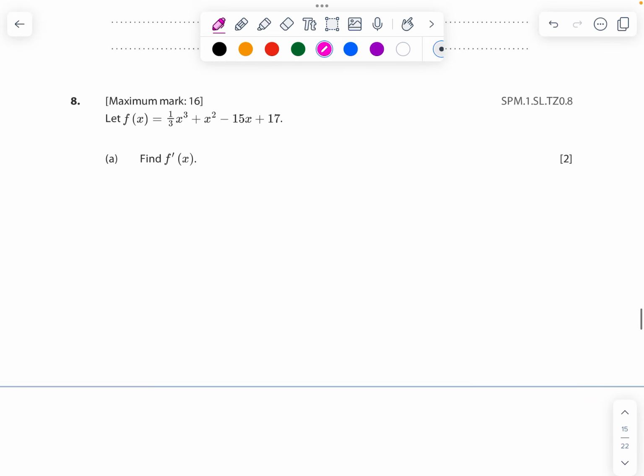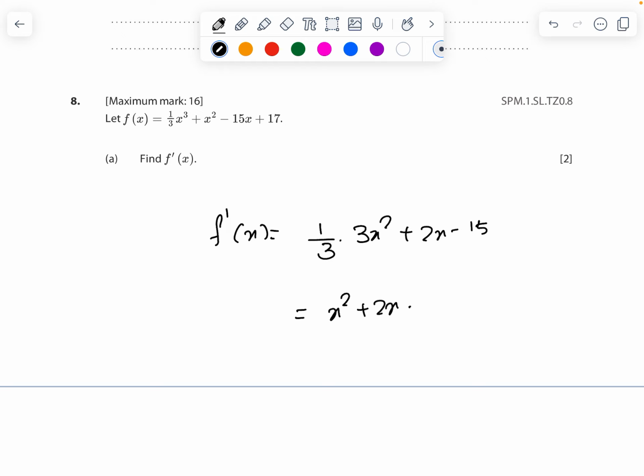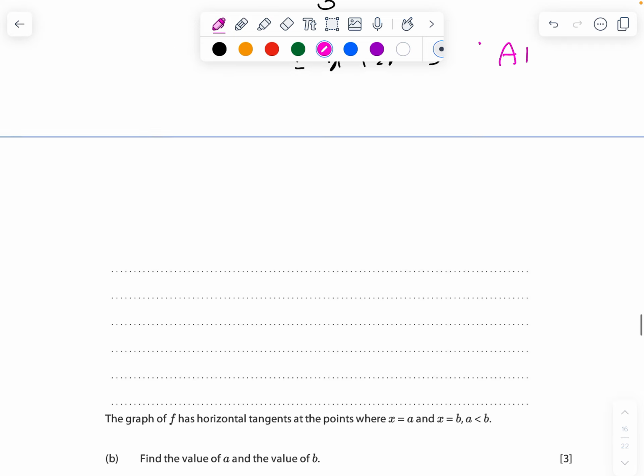So now question number 8. f of x is given. What is f prime x? So directly, this is a direct question. f prime x equals 1 upon 3 times 3x square plus 2x minus 15. So it becomes x square plus 2x minus 15. So this is my method 1 and accuracy 1.